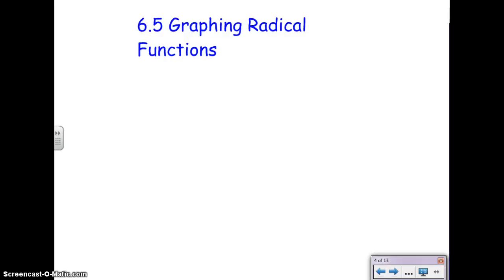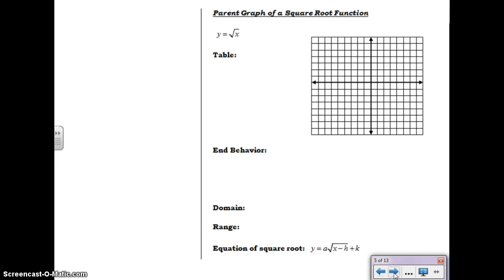Hi, Algebra 2. You guys are going to be graphing radical functions, and so basically square root and cube root radical functions, all right? To start off, we're going to look at what a parent graph of a square root function is. Remember that word parent graph means without any transformations, what does the graph of a square root look like?